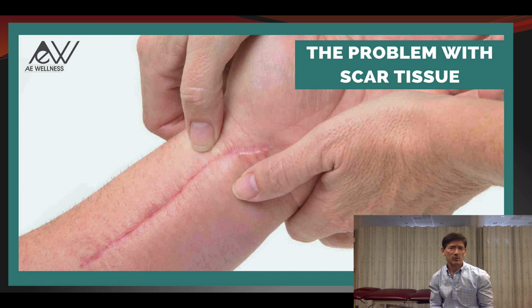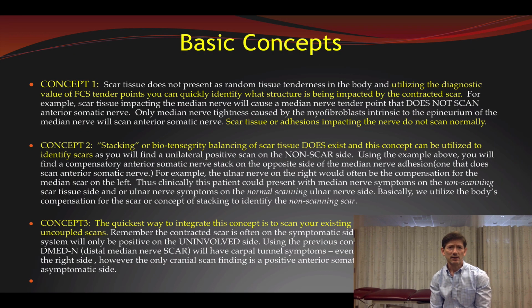So the main concepts in order to do this that you have to understand is, number one, scar tissue is not a random entity in the body. It does occur in specific tissues and in specific subsystems. So we can use the diagnostic value of the fascial counterstrain tender point to see in what tissue the scar exists. So for example, you can have a vascular scar, you can have a neural scar, you can have a ligamentous scar, and the tender points are the same as the tender points you've learned.